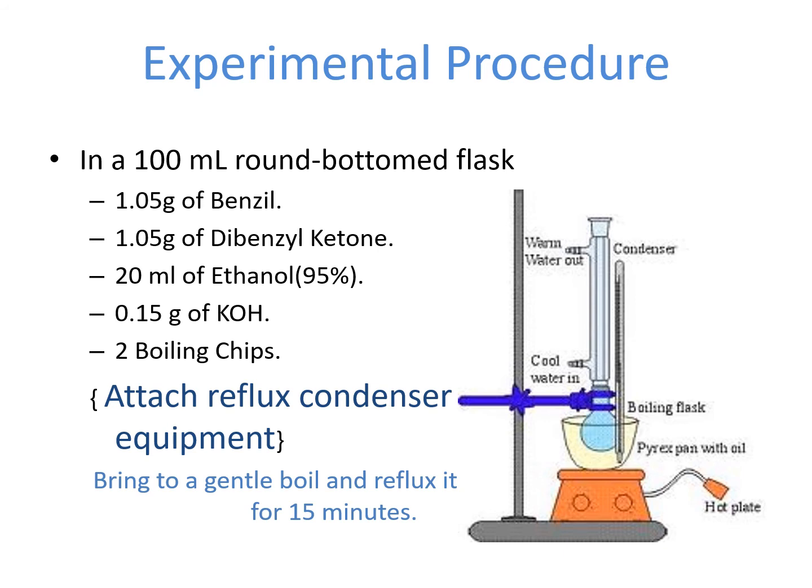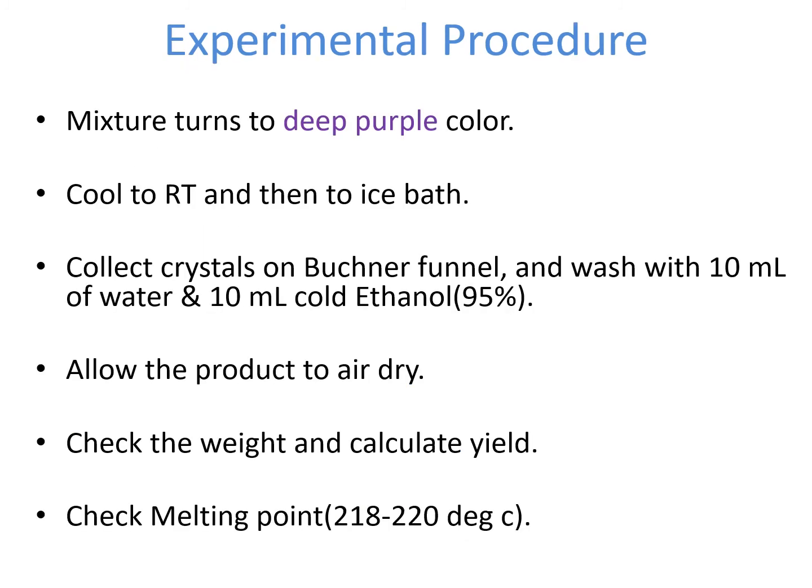For the experimental procedure, we're going to be using 1.05 grams of benzil, 1.05 grams of dibenzyl ketone, 20 ml of ethanol, 0.15 grams of KOH, potassium hydroxide, and 2 boiling chips. We're going to attach a reflux condenser to this equipment, bring it to a gentle boil, and reflux it for 15 minutes.